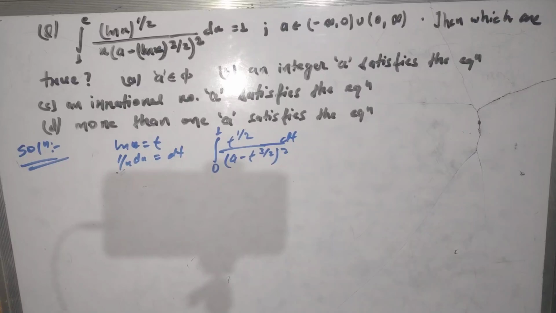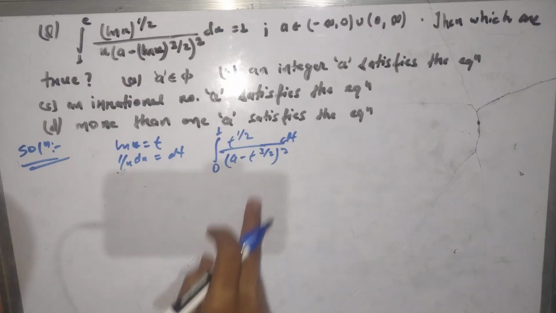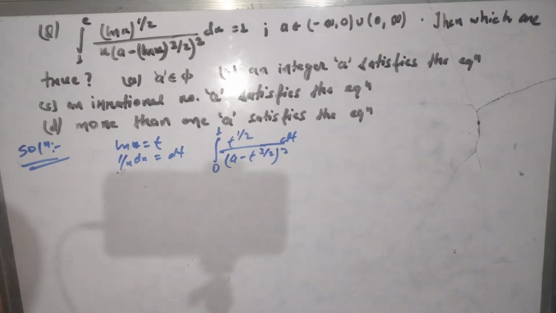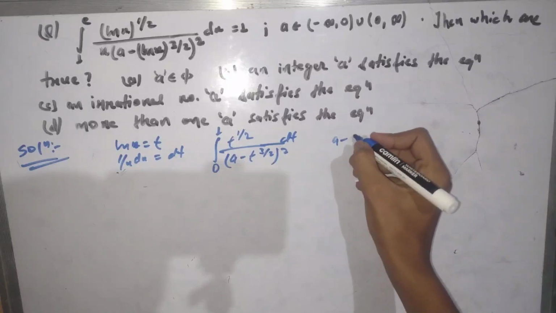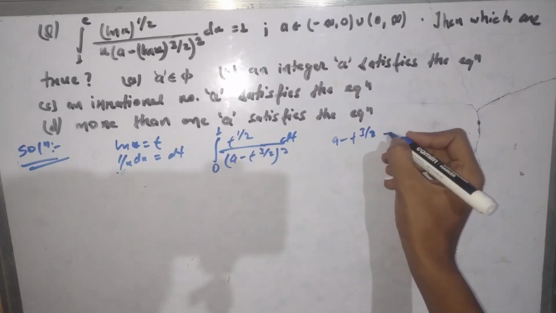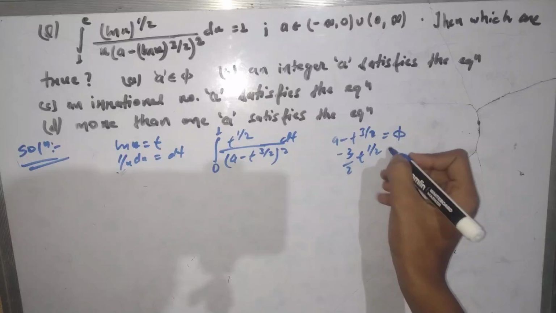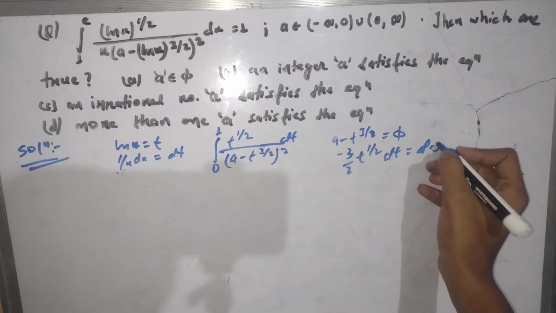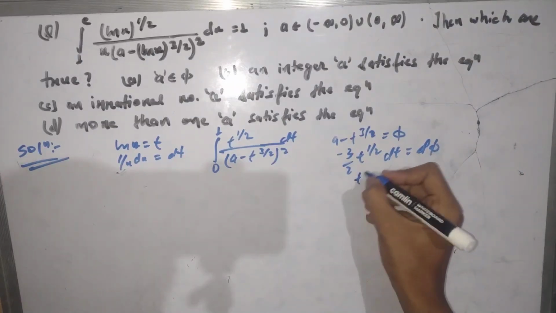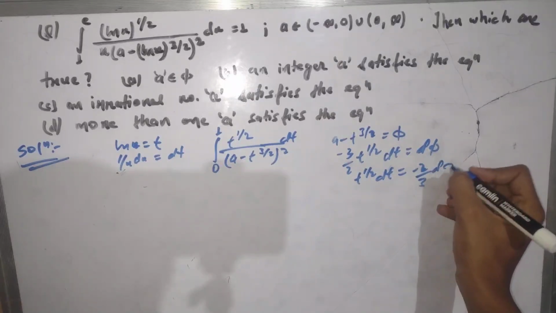Now again we can see that in the numerator we have t to the power 1 by 2, and in the denominator we have t to the power 3 by 2. So this t to the power 1 by 2 is actually the derivative of t to the power 3 by 2. So once again, we'll assume that a minus t to the power 3 by 2 is phi. Then minus 3 by 2 t to the power 1 by 2 dt equals d phi. So t to the power half dt equals minus 2 by 3 d phi.